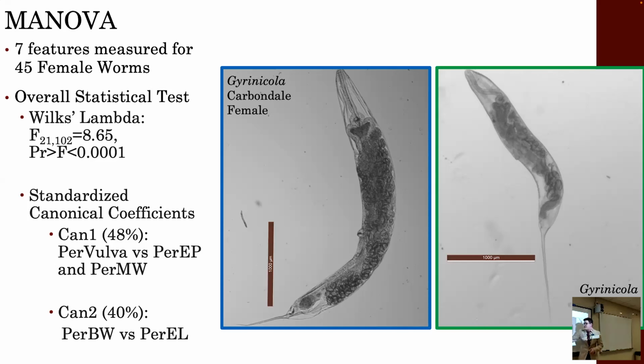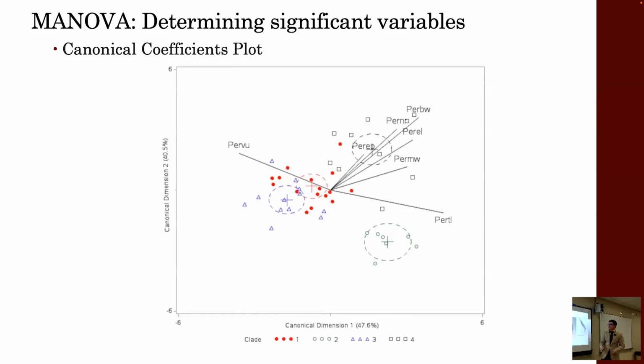And the second canonical vector, I like this one a little bit more because it was how wide is the bulb and how long is the esophagus. The reason I like that one a little bit more is because you can sort of biologically interpret it. If you have a super long esophagus, you need a bigger bulb to pump the food through it, so on and so forth. So I liked that one a little bit more, which doesn't really matter. I also used these canonical coefficients plots to visualize some of this data. These are not the standardized canonical vectors, but just the regular canonical vectors.